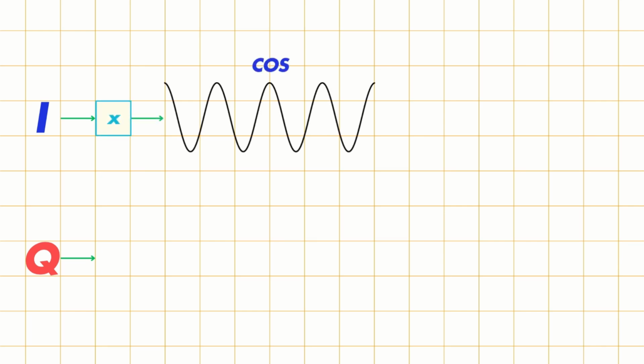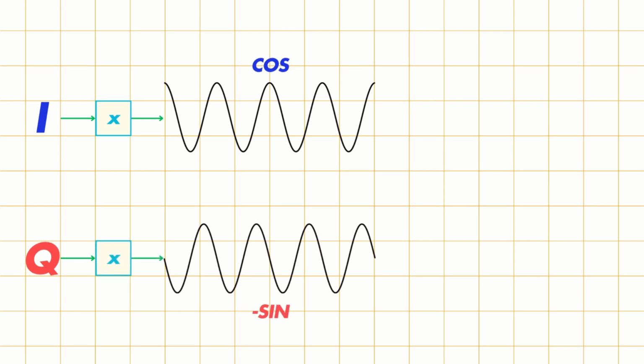So how do we actually create this modulated wave? That's where the brilliance of the IQ modulator comes in. The transmitter takes our two numbers, I and Q, and sends them on two separate paths. The I component, the real part, is multiplied by a cosine wave. The Q component, the imaginary part, is multiplied by a negative sine wave. This is the same carrier, but shifted by 90 degrees.